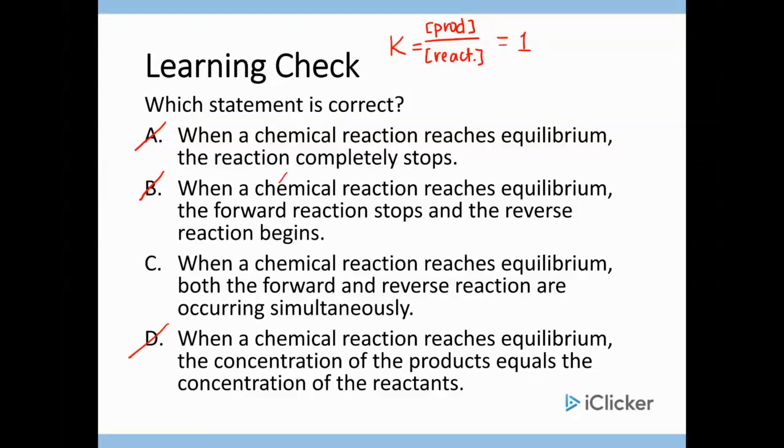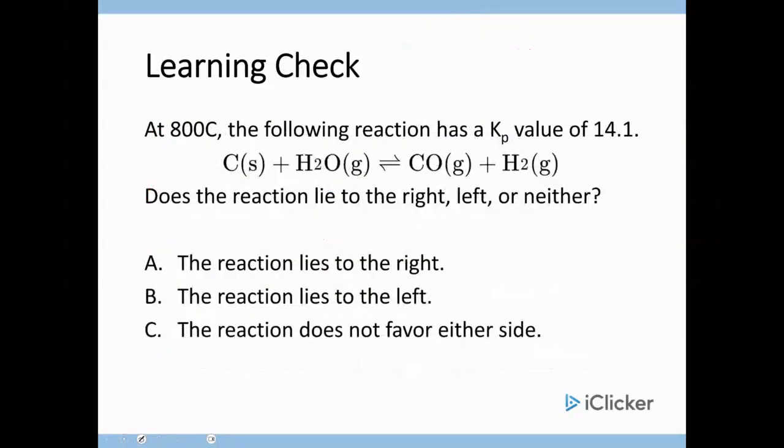C, when a chemical reaction reaches equilibrium, forward and reverse reactions are occurring. That is correct. So C is our correct answer here. Questions on any of these? Stop me at any point. All right, let's go to the next one.